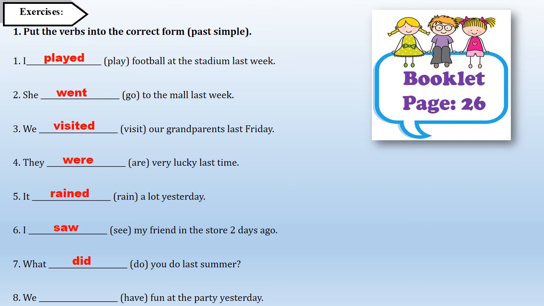Number 8: We have fun at the party yesterday. المفتاح عنا هو yesterday اللي بيورجينا إنه هاي الجملة بالماضي. We have fun yesterday، ما بزبط نحكي احنا نحظى بوقت ممتع البارحة، نحن حظينا أو كان لدينا وقت جميل البارحة.